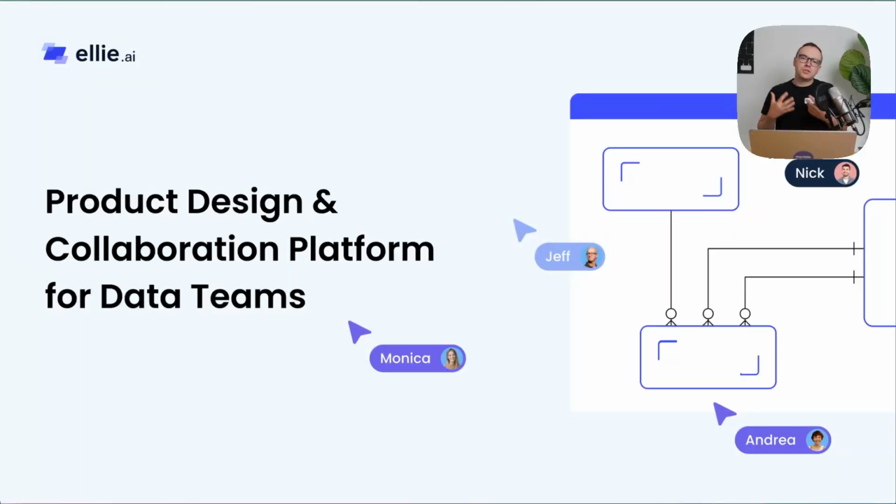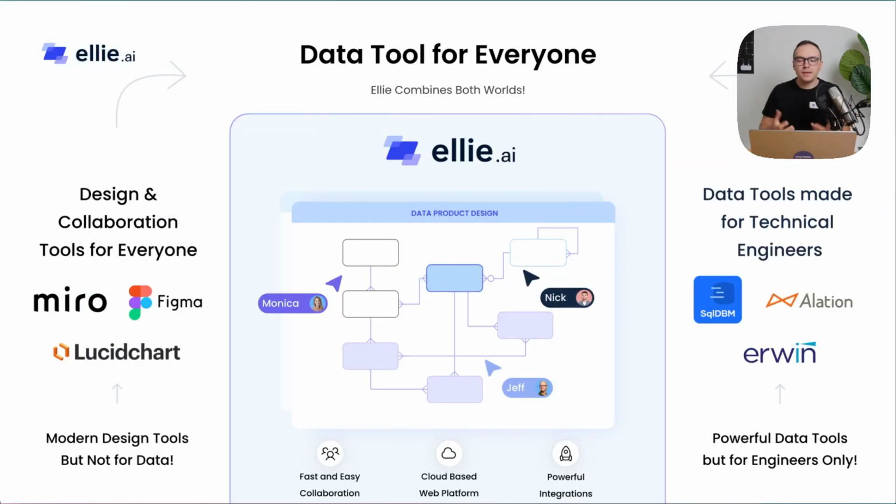So the way we position Ellie is, while it is a data modeling tool at its core, it's a product design and collaboration platform for data teams. The idea here is that we want to build a data tool for everyone. So it's as easy to use as some of the more common collaboration tools like Miro or Visio or Lucidchart, something that anybody can use, business people, everybody, but also with the technical features that you would see in a data modeling tool, governance tool, and so on.